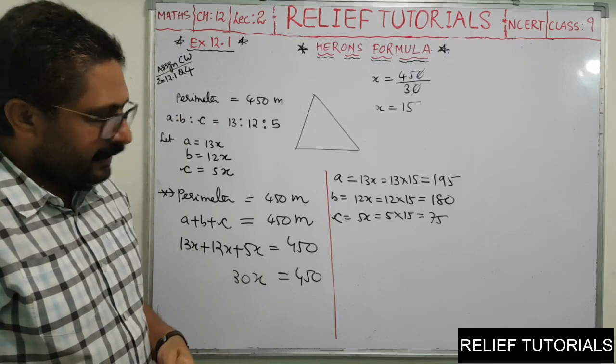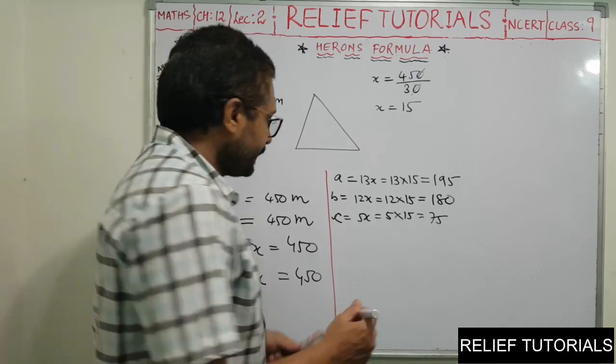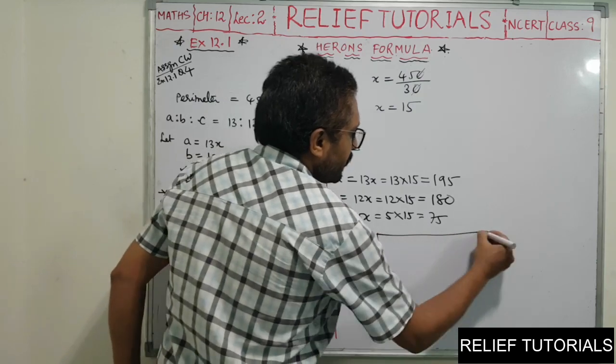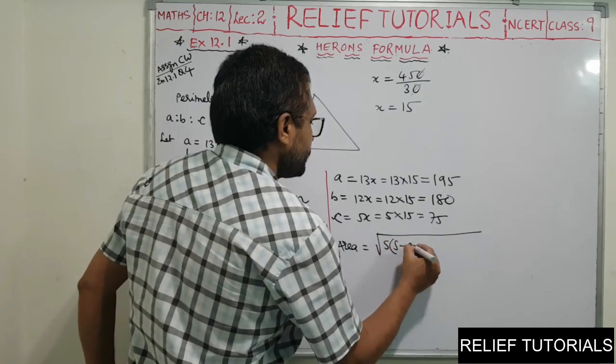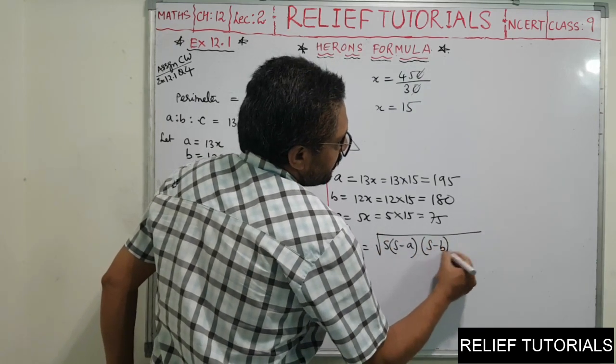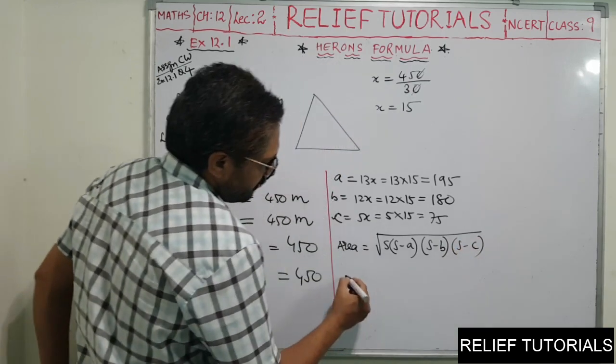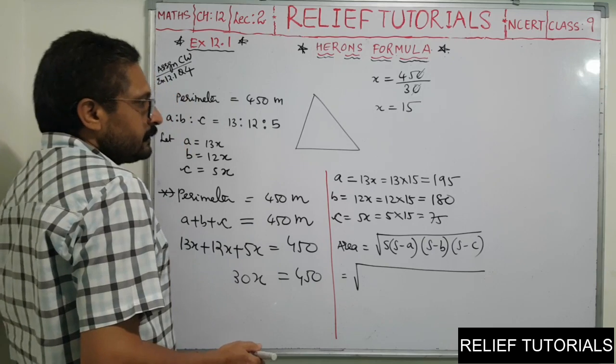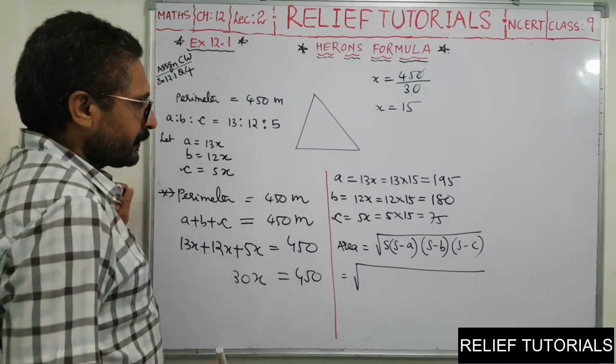Now we find the area. So you know how to find the area. The area of triangle, required area, is equals to under root of s into s minus a, s minus b, s minus c. Before that we want to find the semi-perimeter.